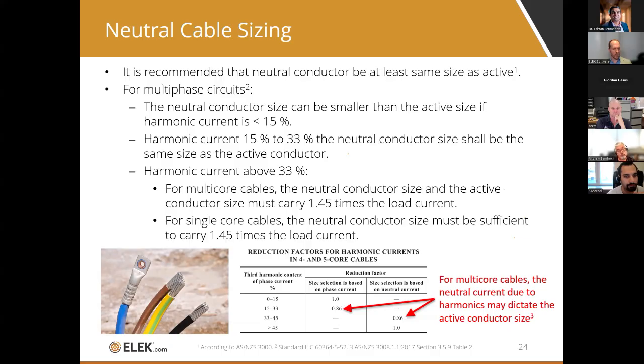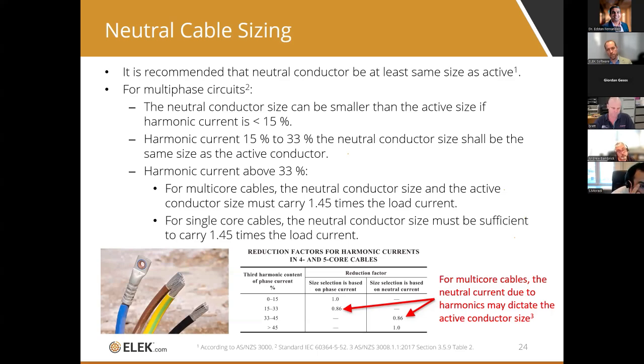But according to the IEC standard, you can use a neutral conductor size smaller than the active as long as the harmonic current content is less than 15%. If it's between 15 and 33%, the neutral conductor size definitely needs to be at least the same size as the active. And if the harmonic current is above 33%, well, that's when the harmonic currents and the neutral size can start to actually dictate the active size.